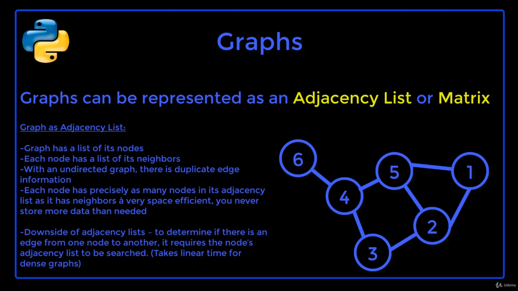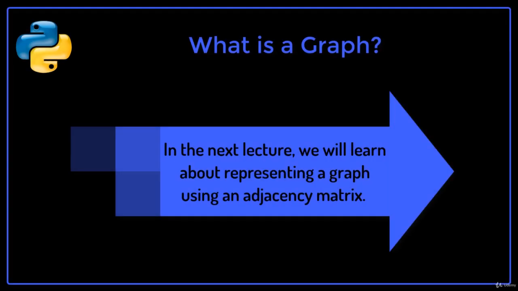The downside of adjacency lists is that to determine if there is an edge from one node to another, it requires the node's adjacency list to be searched. It takes linear time for dense graphs. In the next lecture, we will learn about representing a graph using an adjacency matrix.